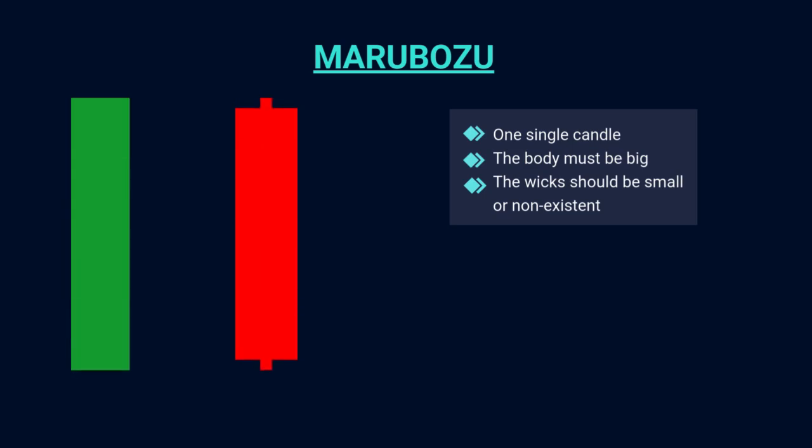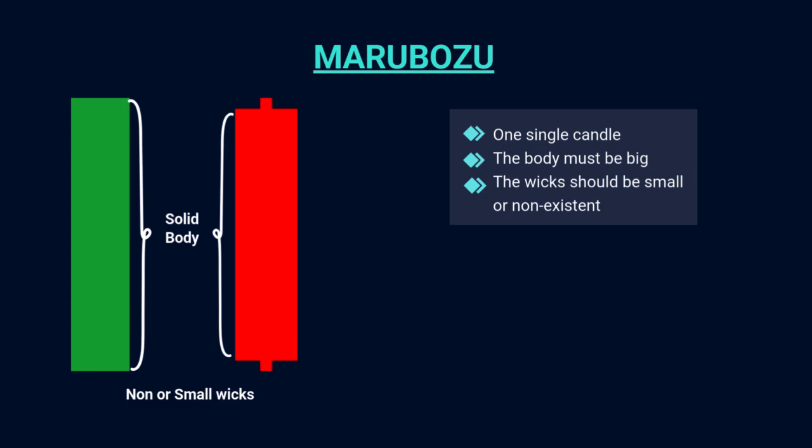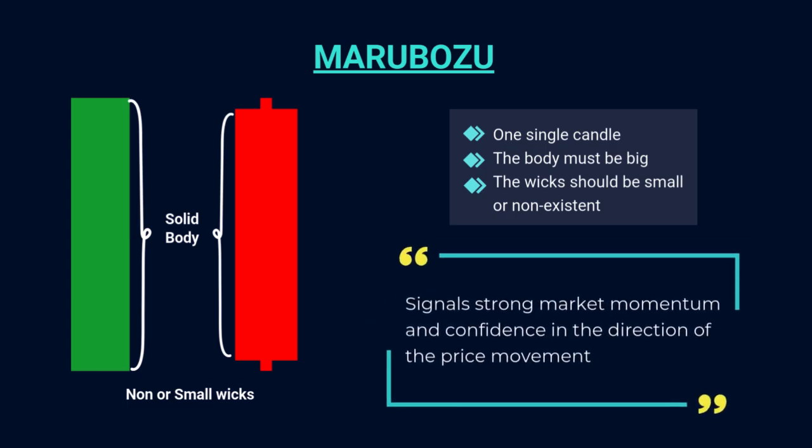Let's start with the Marubozu candlestick, which is characterized by a single candle with a long body and no or minimal shadows or wicks. When you see a Marubozu candlestick, the fact that there are no shadows tells you that the session opened at the highest price and closed at the lowest price of the day. It signals strong market momentum and confidence in the direction of the price movement. The Marubozu candlestick can be bullish or bearish depending on who controls the day.